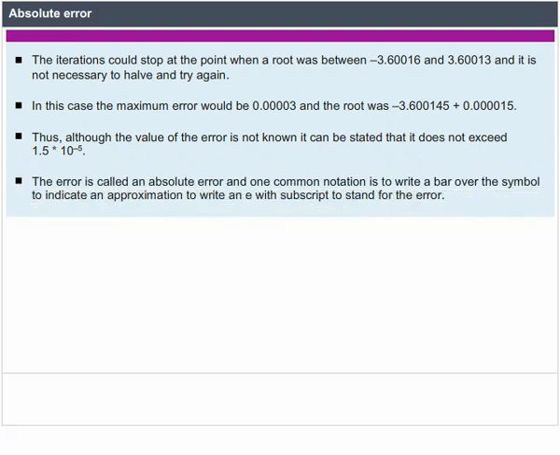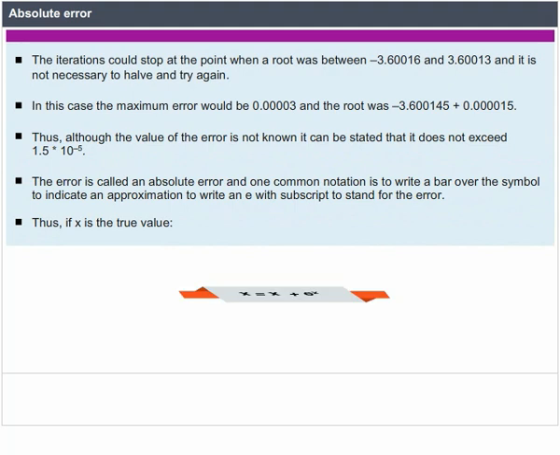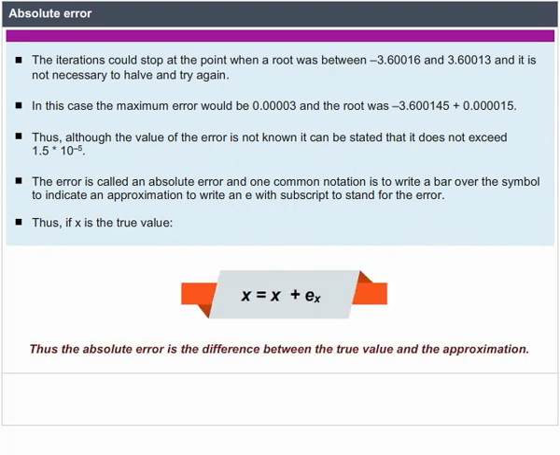The error is called an absolute error, and one common notation is to write a bar over the symbol to indicate an approximation, and to write an E with a subscript to stand for the error. Thus, if x is a true value, x equals x-bar plus E_x. Thus, the absolute error is the difference between the true value and the approximation.